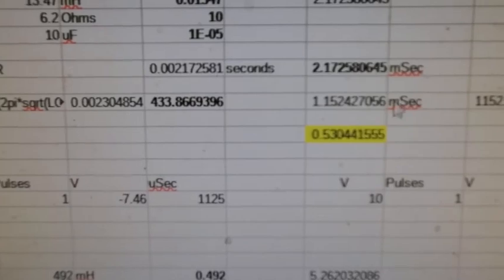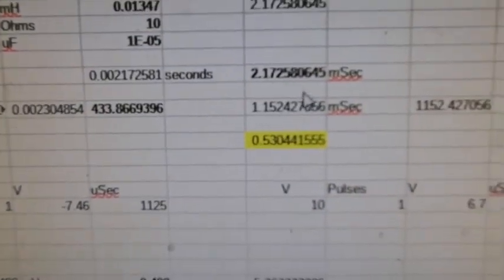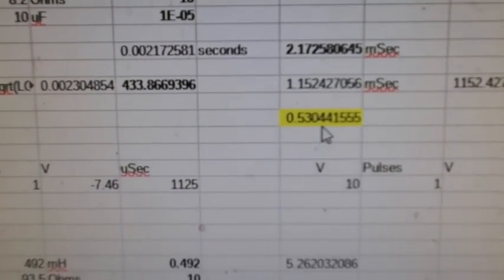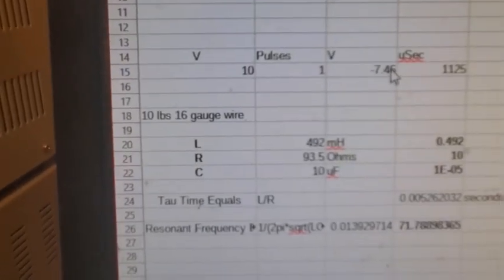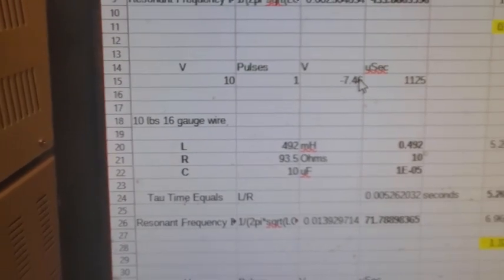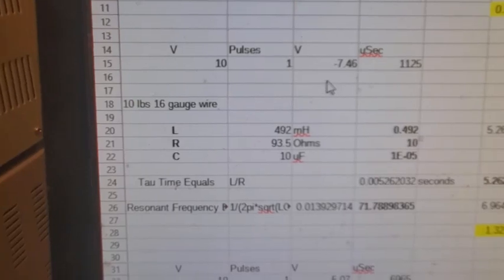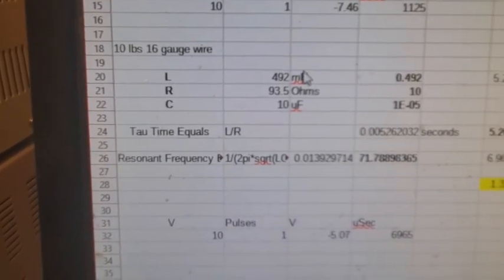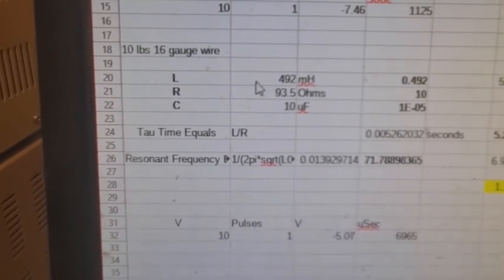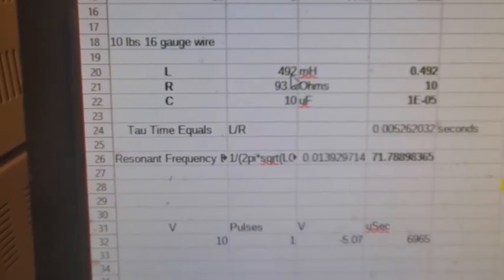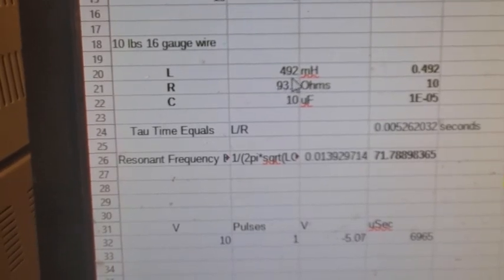So if we look here, this was the first coil, the small green one, and the ratio of your resonant frequency to the tau time was 0.53, and we got negative 7.46. That's really a measure of the Q factor. That's how far it went negative. Now then we had 3 or 4 times the pounds of wire, massive inductance for me, 492 millihenries, all this resistance.